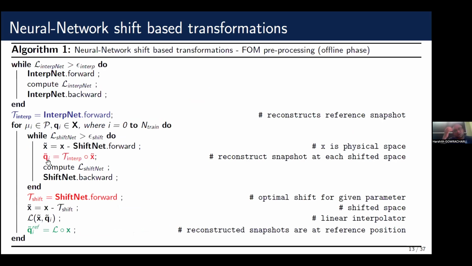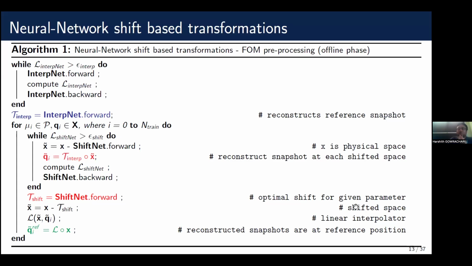And this is the implementation, how it goes. First, you train InterpNet, which reconstructs your reference snapshot. And this is the ShiftNet part. For each shift, you reconstruct a snapshot at each shifted space, until you get to the desired tolerance. Then after ShiftNet reaches the desired tolerance, it returns the optimal shift for a given parameter.